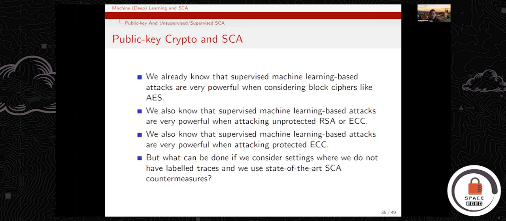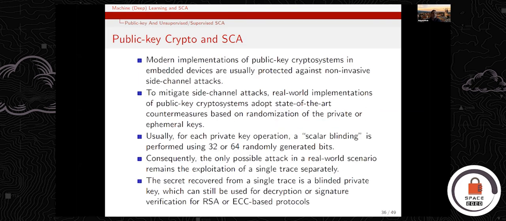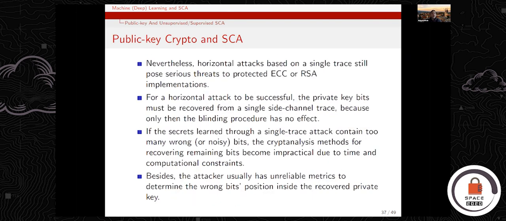Just as a quick explanation, in unsupervised learning, we do not have the setup where we know the labels for any examples. We don't know the labels. And of course, our modern public key crypto implementations are protected, with different countermeasures based on randomization of the private or ephemeral key, so there is scalar blinding. And of course, there are constant time implementations and so on. Because of all these problems, what we commonly have in a real world scenario is that we can attack only on a single trace. And to do that kind of attack, people commonly use horizontal attacks. Horizontal attacks are very powerful single trace attacks that can break protected ECC or RSA implementations.